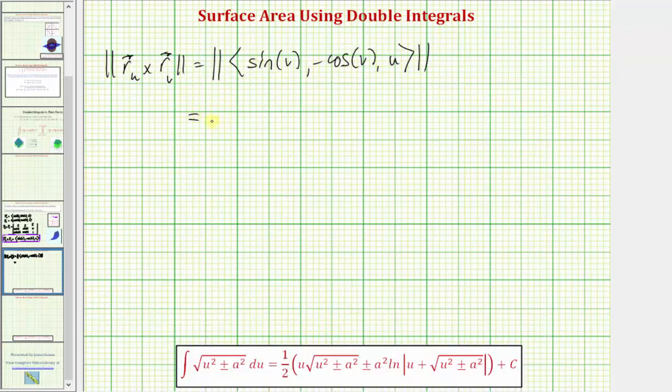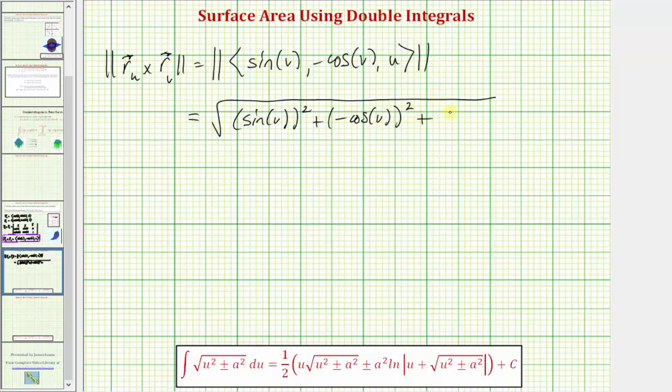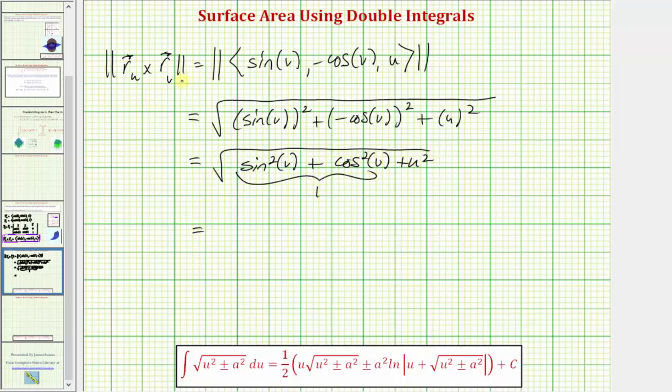So we'd have the square root of sine v squared plus negative cosine v squared plus u squared. And notice how this is going to simplify nicely. We'll have the square root of sine squared v plus cosine squared v plus u squared. Of course, this is equal to 1. So the magnitude of the cross product is equal to the square root of 1 plus u squared.